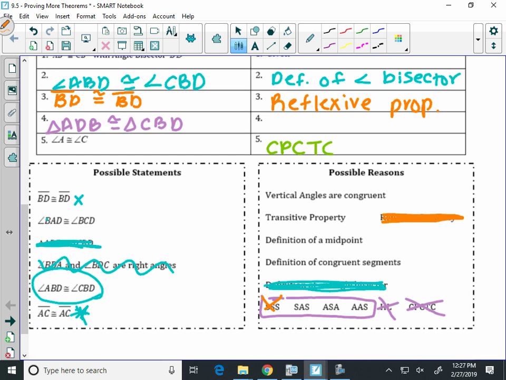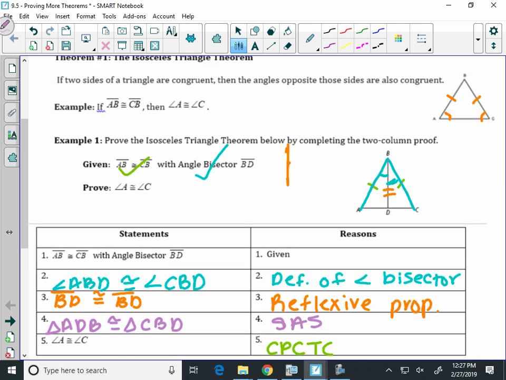Well, isn't side angle side the only one that has 2 S's? So does it make sense that that's the one we're going to use? Yeah. So it's congruent by side, angle, side. We have a side, then we have an angle, then we have a side, right? That's one way of ruling it out too.